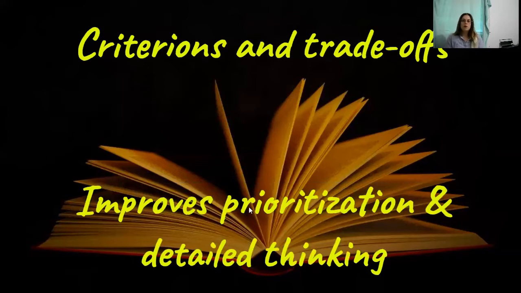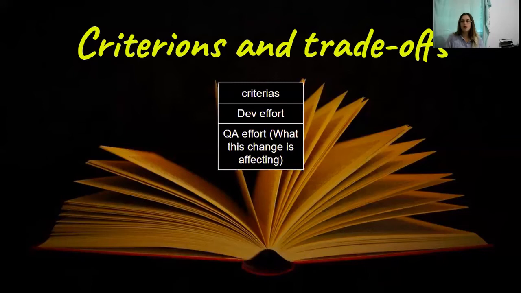So the next thing we do is about criteria and trade-offs. We want to improve our prioritization and our detailed thinking. In our example, different criteria are, for example, the development effort, the time it will take to write the code, and the QA effort, which is what we change in the system and what it may affect. There is a difference between adding an entire new infrastructure to the system to support all kinds of requests or just solving it for a single API.